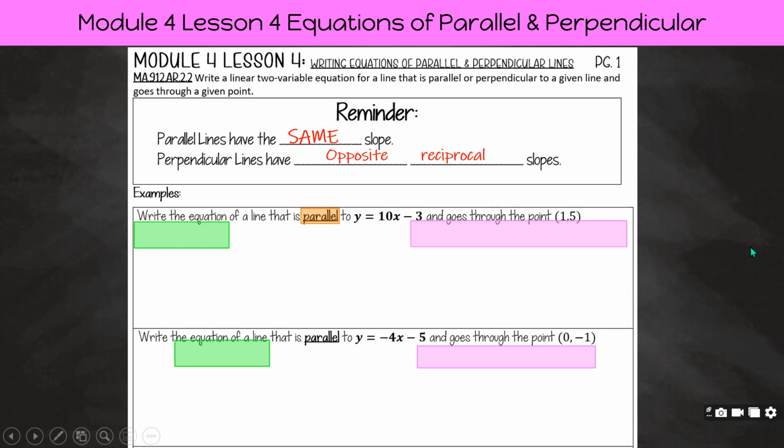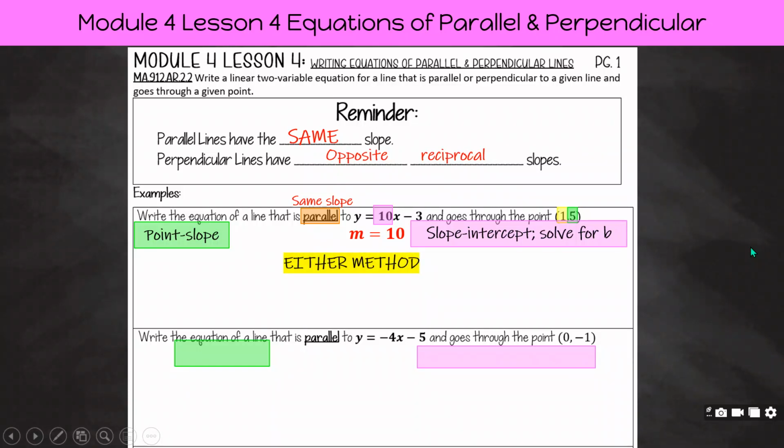In this first example, it says write the equation of a line that is parallel to y is equal to 10x minus 3 and goes through the point 1, 5. So parallel means that we have the same slope, and our slope of this equation is 10 because that's the coefficient of the x. Now it's going to pass through the point 1, 5, so we have to use that x and y value and either plug it into our point slope form or our slope intercept form and solve for b. You can choose either method. You do not have to do both. You just have to choose one or the other that you prefer to use.